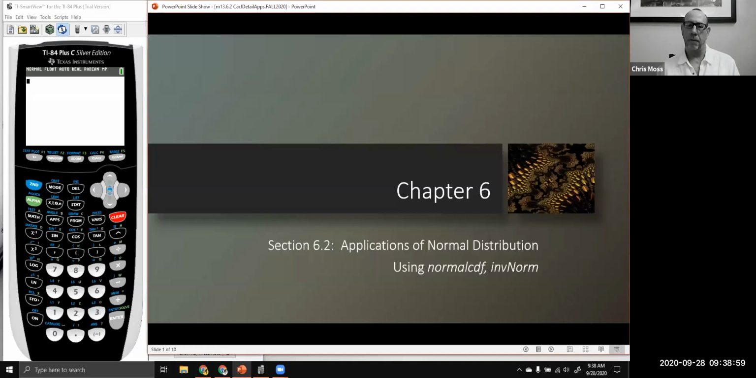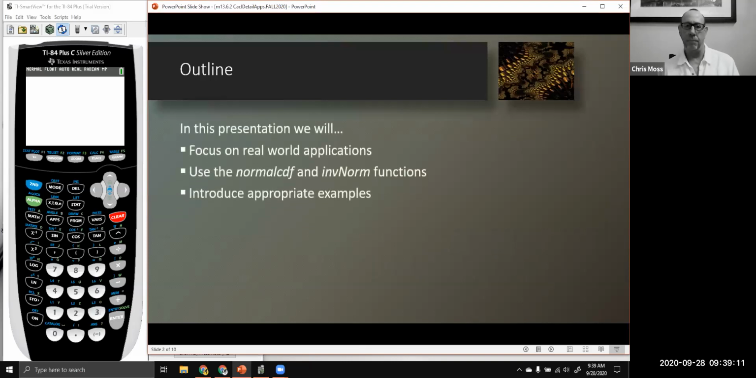So, chapter 6.2, applications of normal distributions. All right, so you see there the two tools we're going to use, the normal CDF and the inverse norm tool. We have an outline. We're going to focus on real-world applications in this presentation, and we'll use those two functions I've already mentioned. We'll take a look at appropriate examples as we take our trip through these keystrokes.